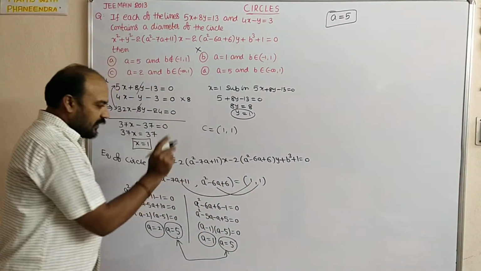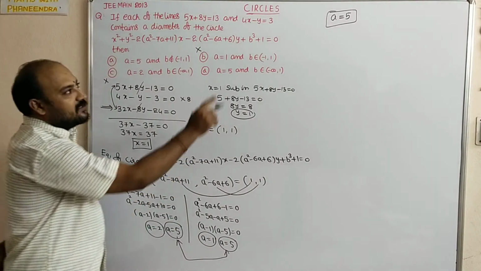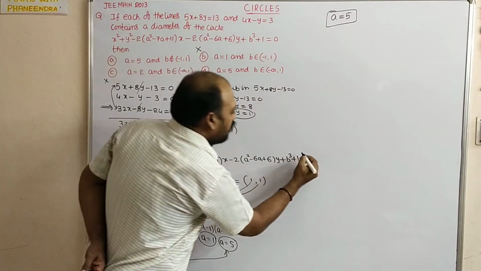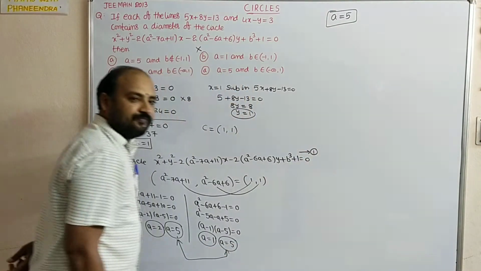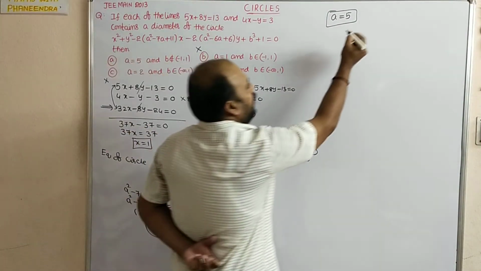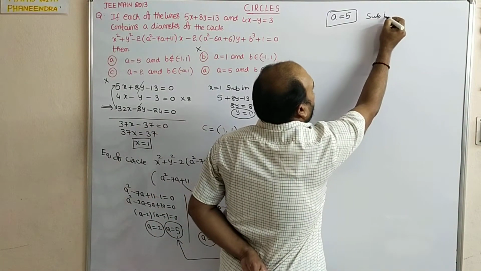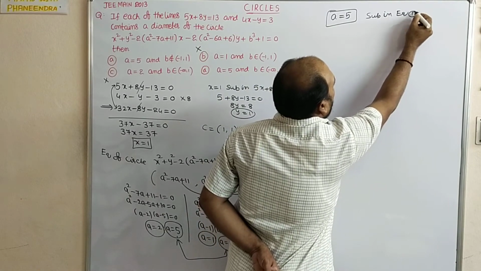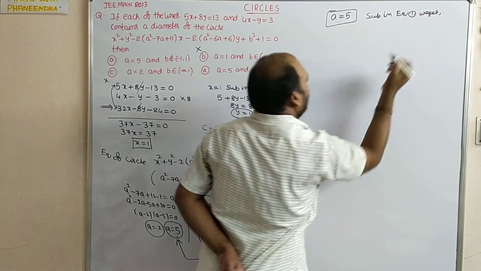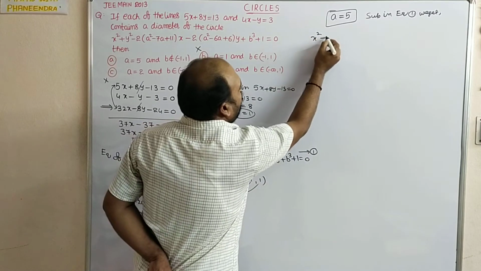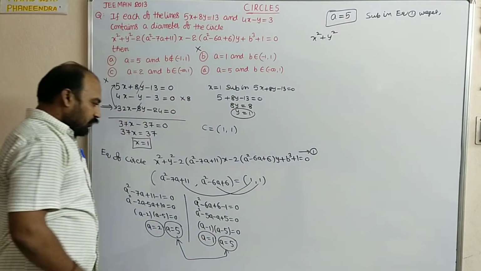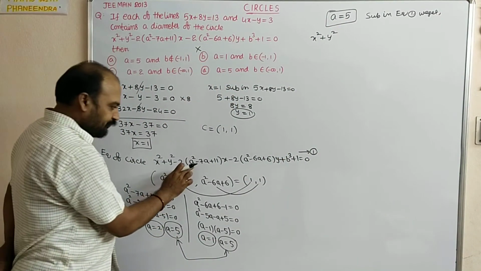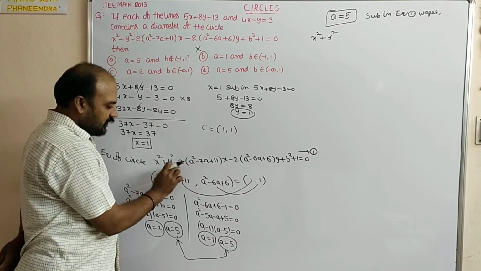Next, after substituting a is equal to 5 in the equation, keep that as equation number 1. Substitute a is equal to 5 in equation 1. We get the equation of the circle x square plus y square. A is equal to 5, if you substitute, 25 minus 2 into.